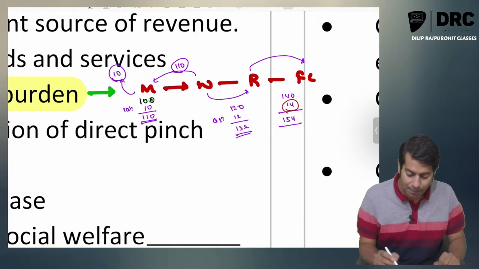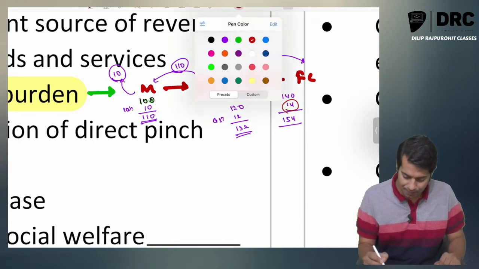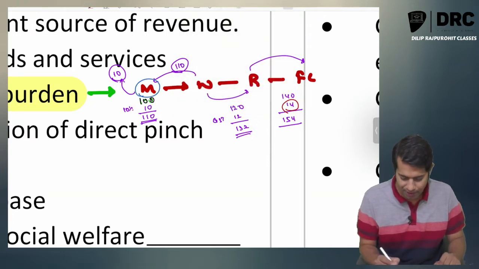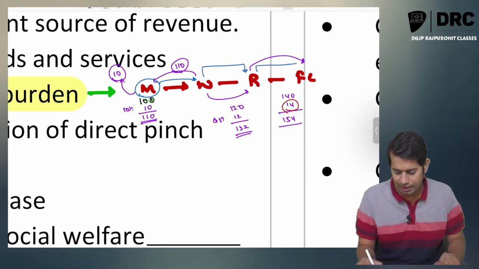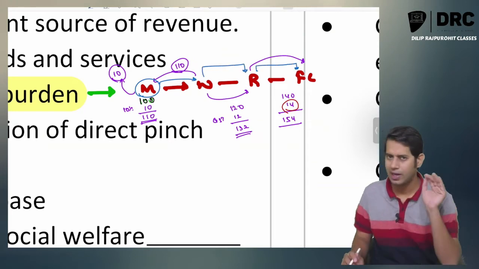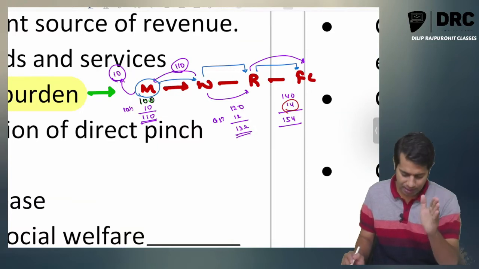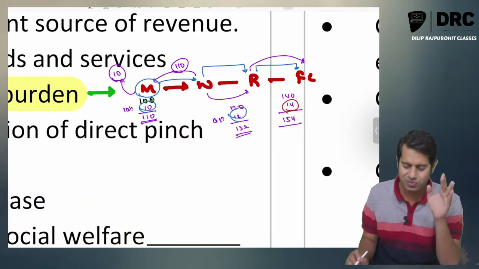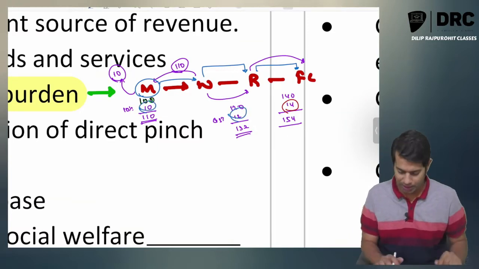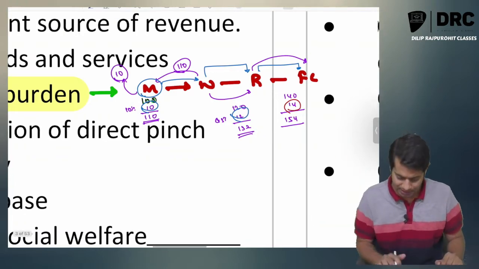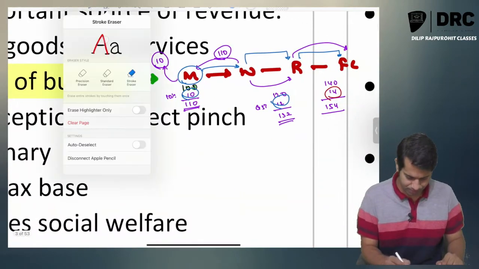So what is happening over here? There is shifting of burden which is happening. The burden is shifted by the manufacturer to the wholesaler, and the wholesaler is shifting it to the retailer. The retailer is shifting it to the final consumer. So no one is paying the tax from their own pocket. They will collect it from the next person in the supply chain.